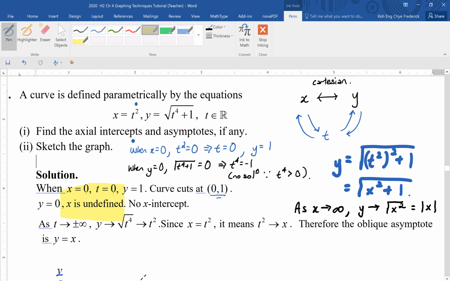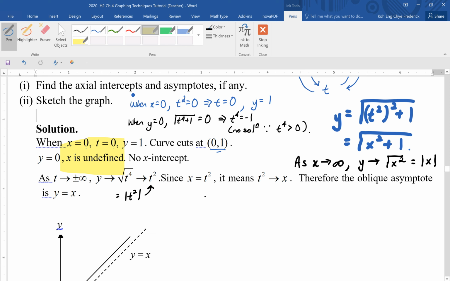Alternatively, you can follow the solution here. As t approaches plus or minus infinity, y approaches the square root of t^4, which is equal to the modulus of t squared, but the modulus of t squared is just t squared because t squared is always a positive number. So we have an oblique asymptote of y equals x.